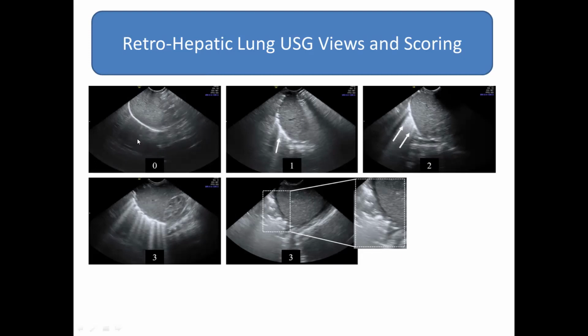So in 0, there will be a normal lung field. In 1, there will be B lines, and 2, compact or confluent B lines, and in 3, we can see the lung consolidation also.